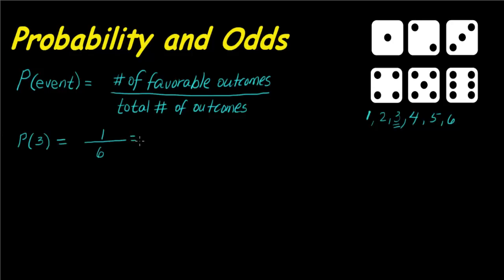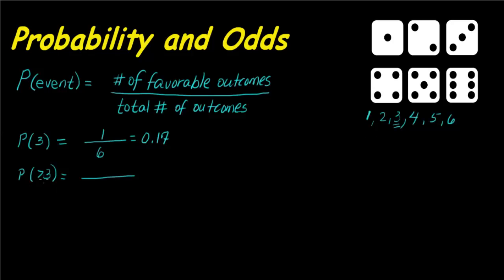And how much is that? When we do probability, we usually write the probability as a decimal. So that gives you 0.17, rounded off to the nearest hundredth. Okay, let's do another example. What is the probability of rolling a number greater than 3? So now the event we're looking at is rolling a number greater than 3. Let's look at our possible outcomes.